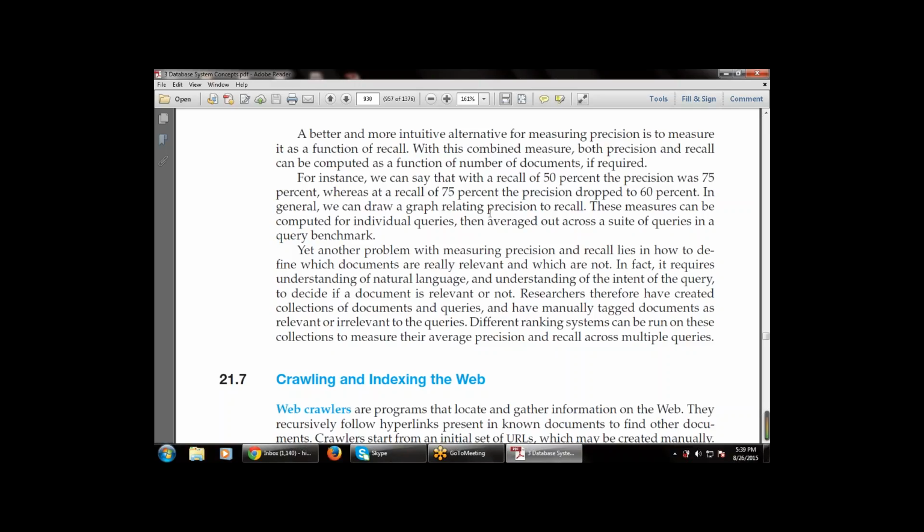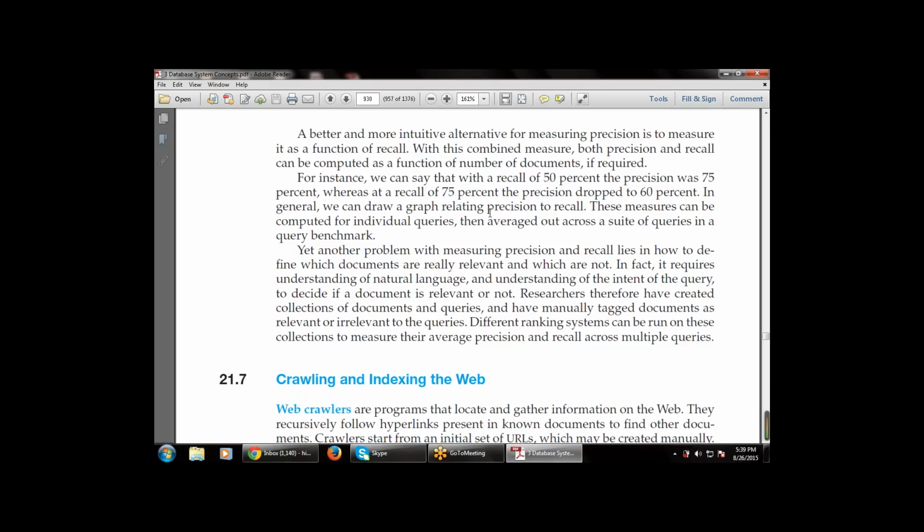Researchers therefore have created collections of documents and queries and have manually tagged each document as relevant or irrelevant to the query. So the documents are recalled with manual tag information saying whether they are relevant or irrelevant to the queries.